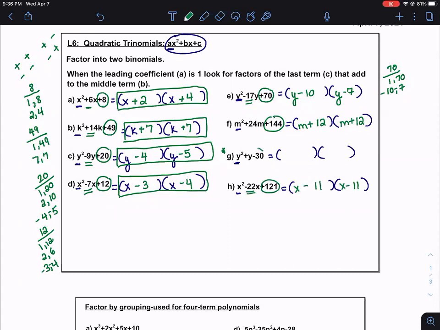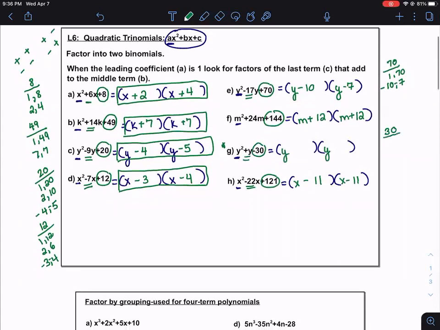Now for G, I want to multiply to negative 30, but add to positive 1. Factors of 30 are 1 and 30. That will never get me to 1. 2 and 15 will never get me to 1. 3 and 10 will never get me to 1. 5 and 6 can get me to 1. How? Well, if 6 is positive and 5 is negative, 6 plus negative 5 gives me positive 1.